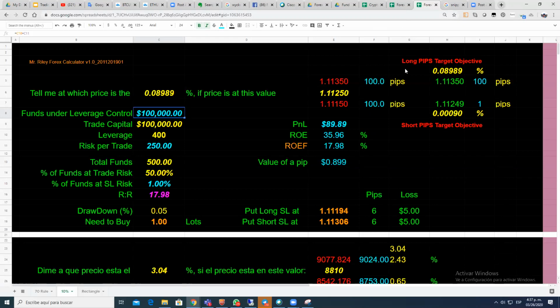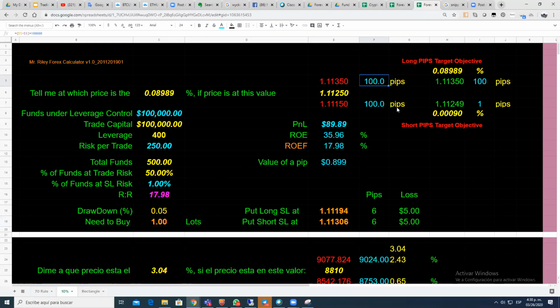So here I'm showing you that with a small account of $500 using big leverage, you are only risking $5 of your 500, okay? The system tells me that you need to buy just one lot, and get these 100 pips.